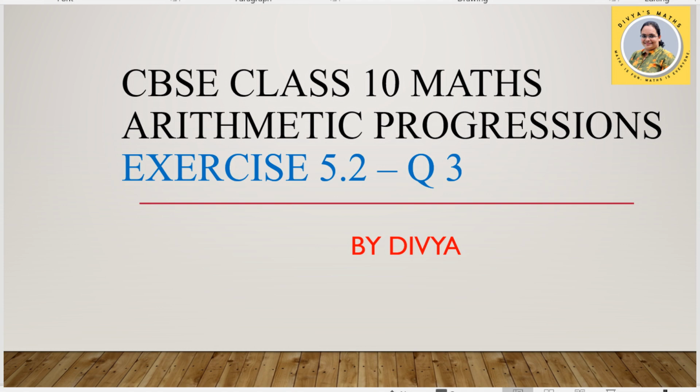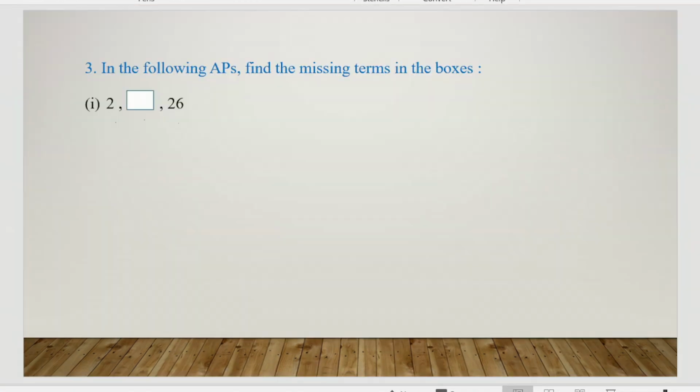Today in this video we will be solving exercise 5.2 from the chapter Arithmetic Progressions. In this exercise we have total 20 questions. So in this video we will be solving question number 3. So let's get started. Let us see the third question. We have total 5 bits in the third question. Let us solve one by one.